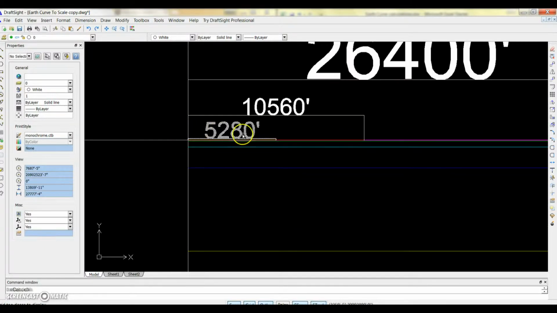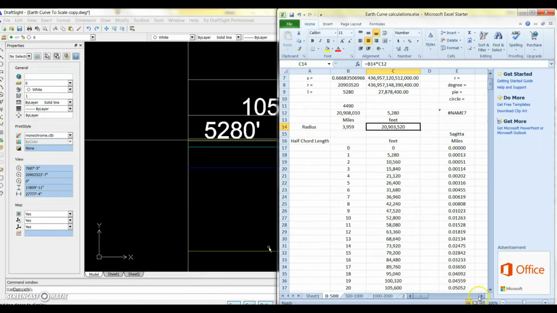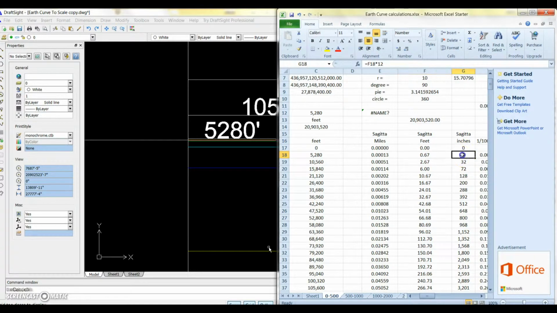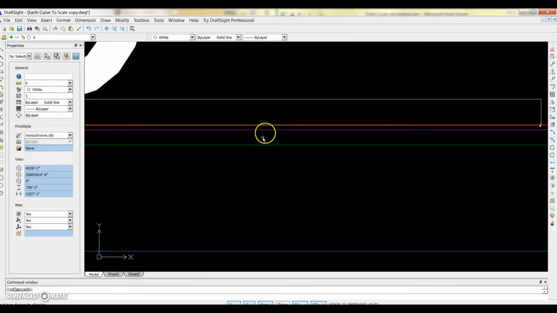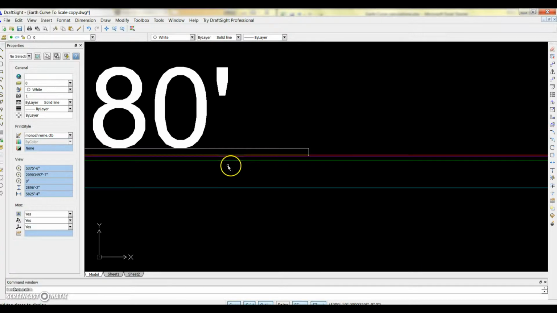So we come in here and I say, okay, 5,280. If I remember, the drop for that is 8 inches, right? 1 mile, 8 inches. I've already dimensioned these out just to save some time, so you don't have to do it. Click on that, 5,280. Okay.